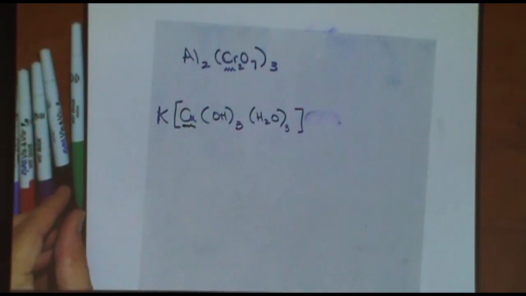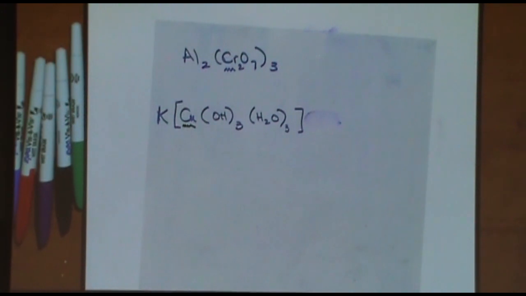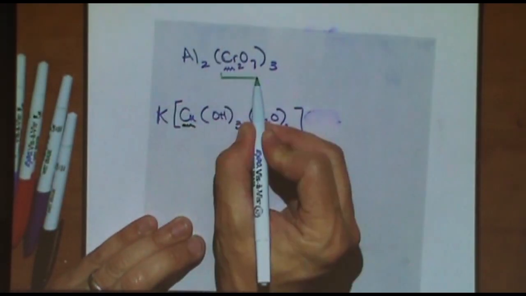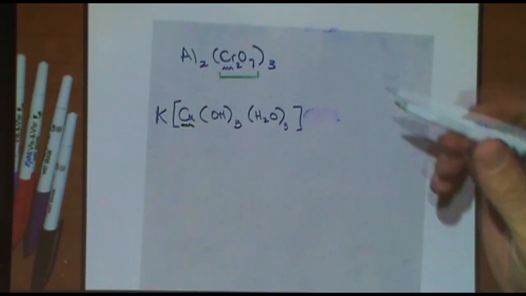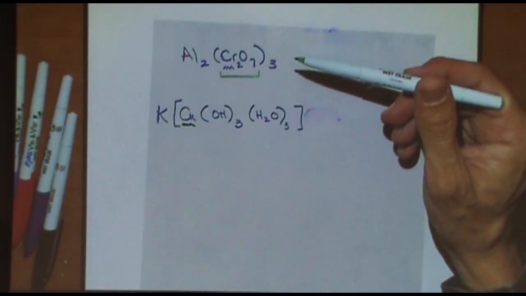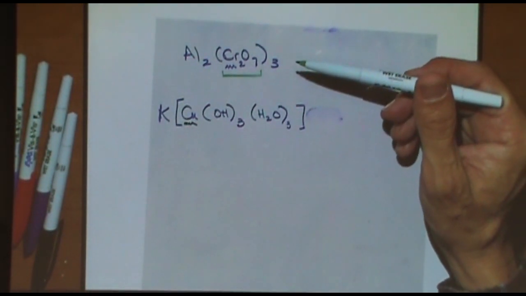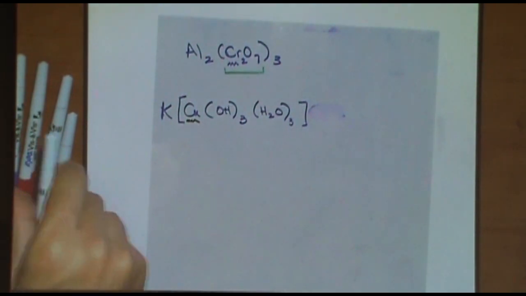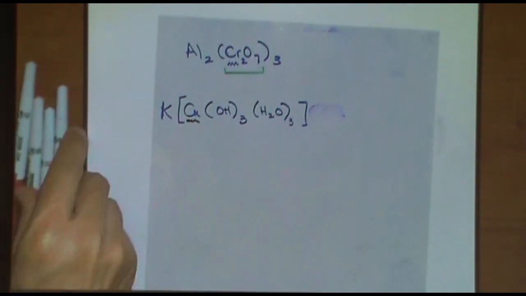You want to look for things you recognize. So, for example, in the first one, hopefully you recognize that this is what ion? Dichromate. In fact, if you wanted to name this, what would you name it? Aluminum dichromate would be the correct name. Okay, so dichromate is one of your polyatomic anions.